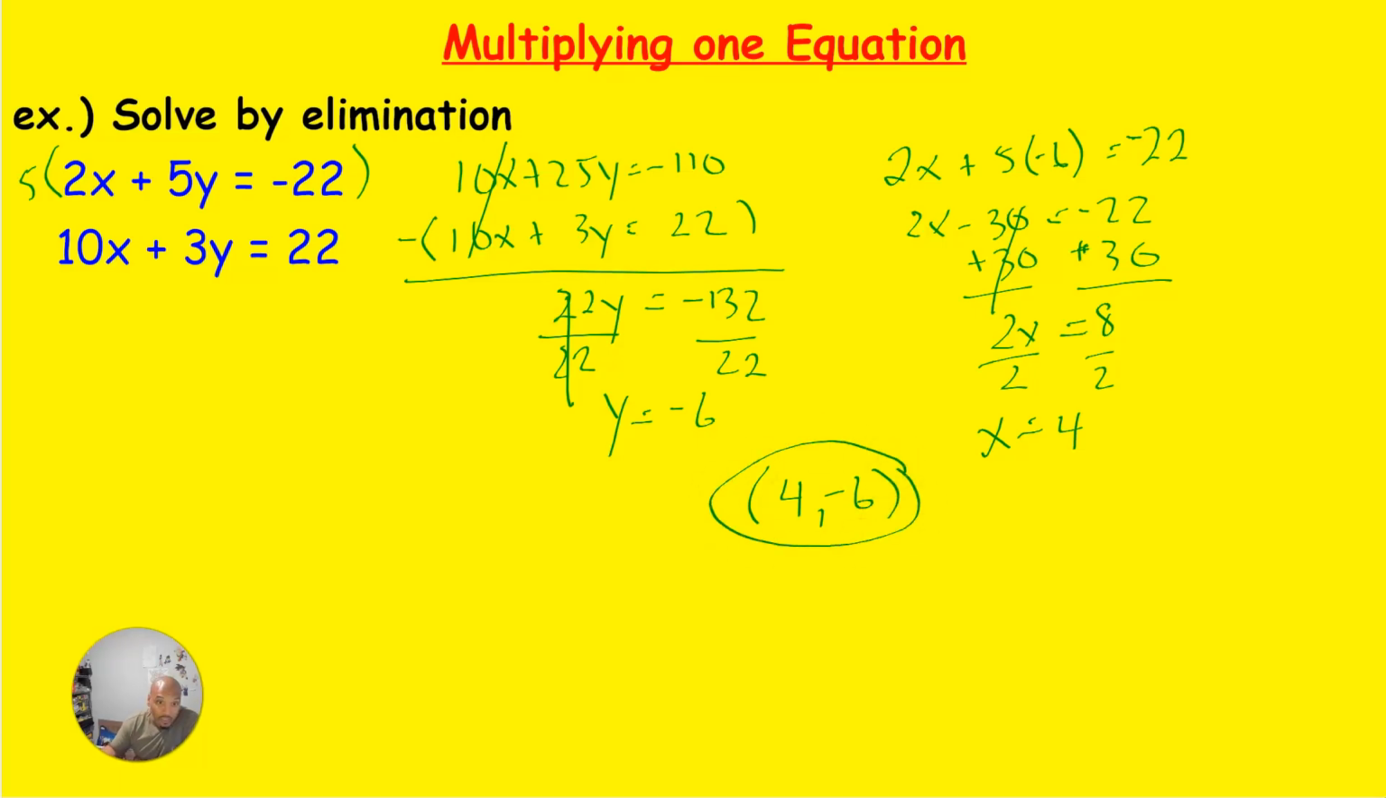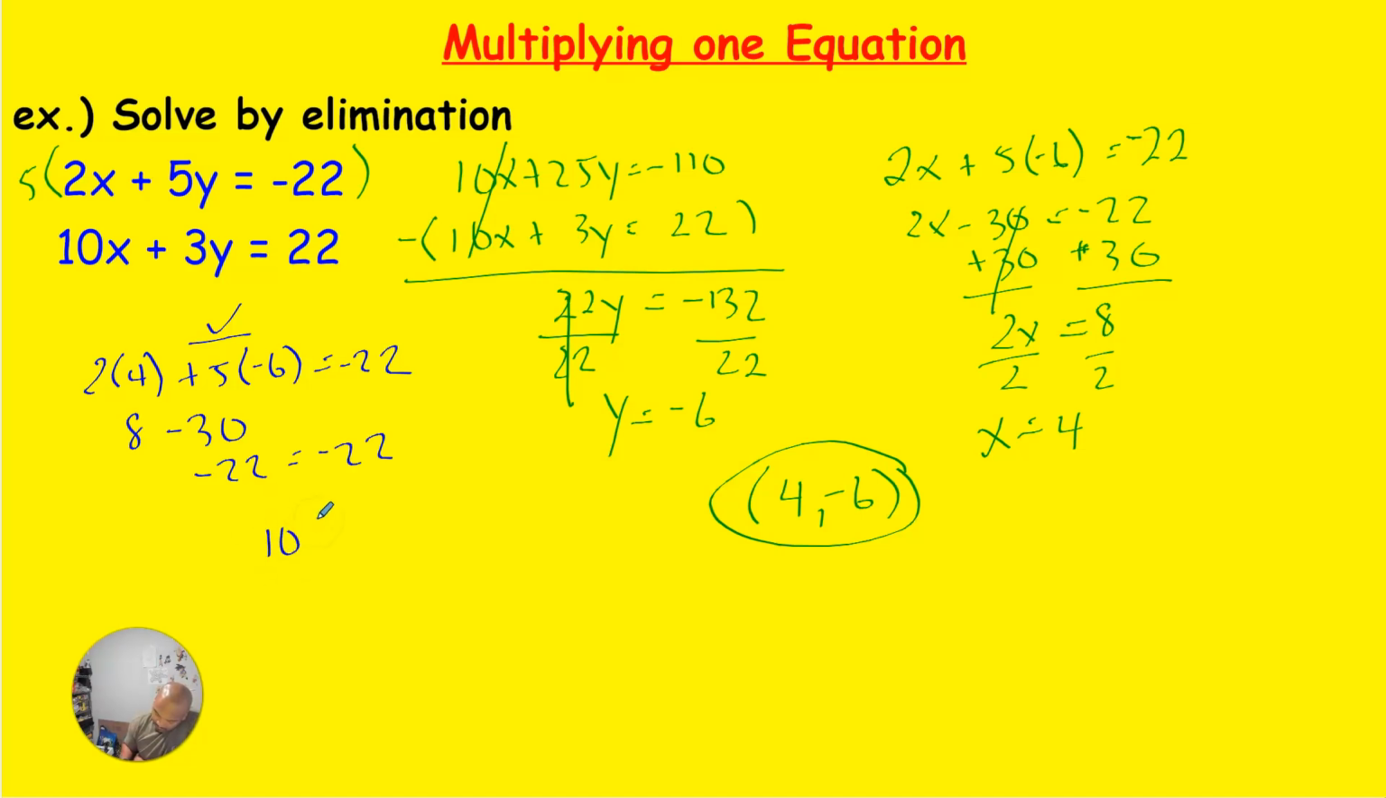Now again, we should always check our answers. We can check our answers really quickly by just substituting these values into x and y for both equations and making sure that they make both equations true. So let's do a quick check over here. If we do 2 times 4 plus 5 times negative 6, that should equal negative 22. And we wind up with 8 minus 30. And as you can see, negative 22 does equal negative 22. So it does work out for this first equation. It should work out for our second equation as well. Let's go ahead and do that one.